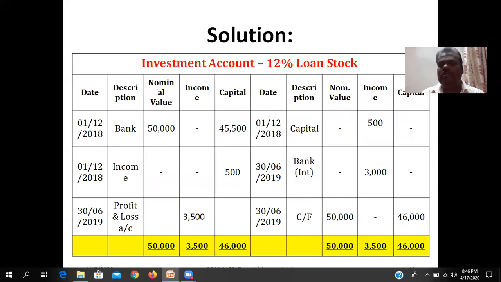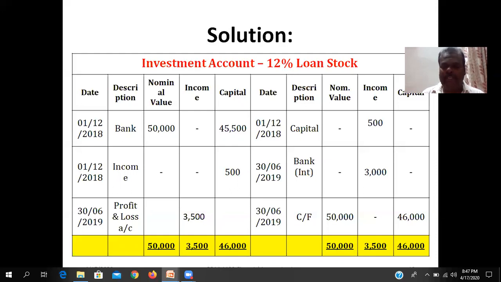As you all know, the double entry for this income would be bank account debit, investment account credited. So it is credited to the investment account on 30th June 2019 with the description bank. 3,000 is recorded under the income column. That's all. As we don't have any more transactions, we can close the investment account. As we closed the investment account in example number 1, you can close this investment account.